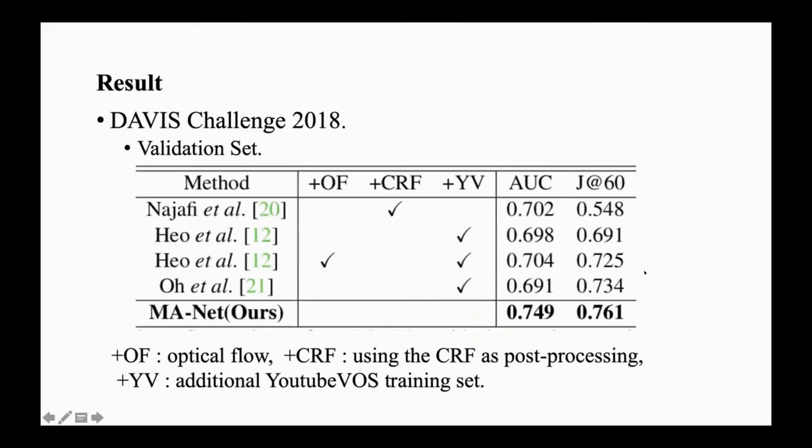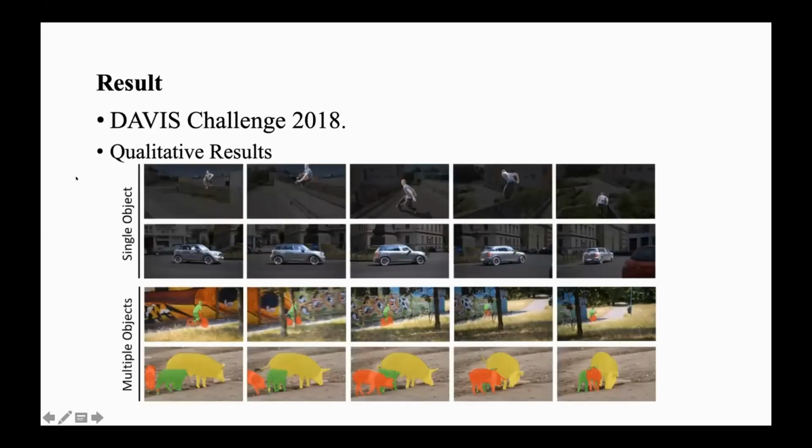And we evaluate our method on the DAVIS validation set, and at that time we achieved the state of the art and outperformed previous state of the arts by a large margin. Besides, we do not use any additional information. For example, we do not use optical flow, we do not use CRF as post-processing, and we do not use the additional YouTube-VOS training set. And this picture shows some qualitative results.